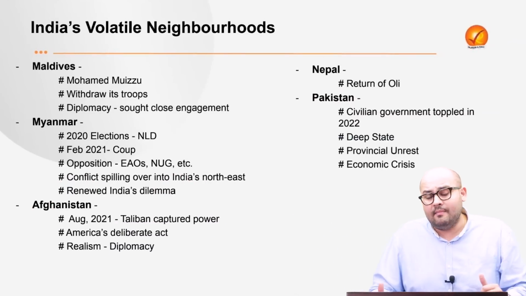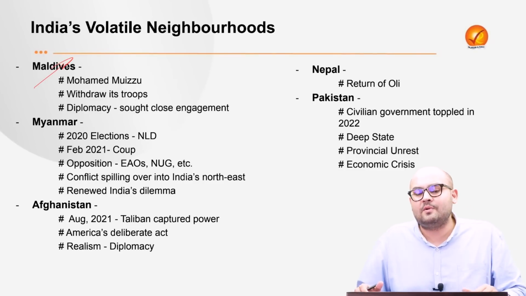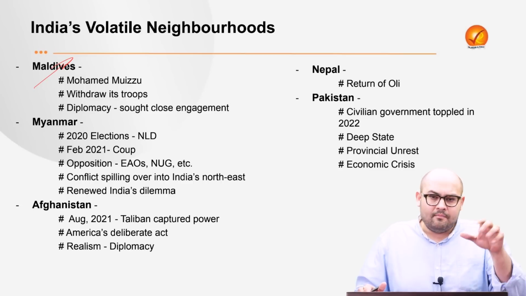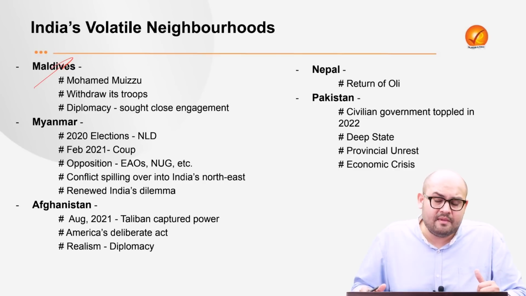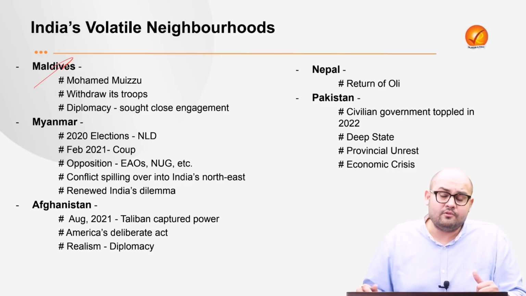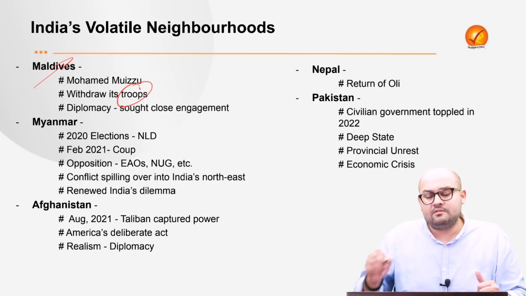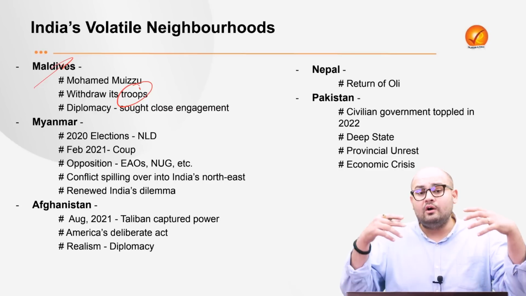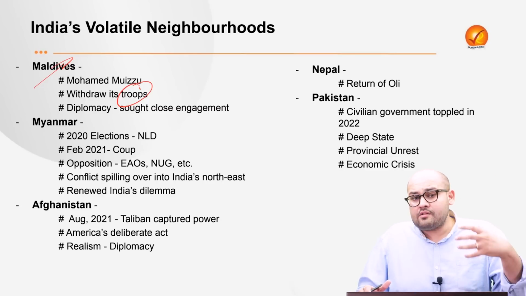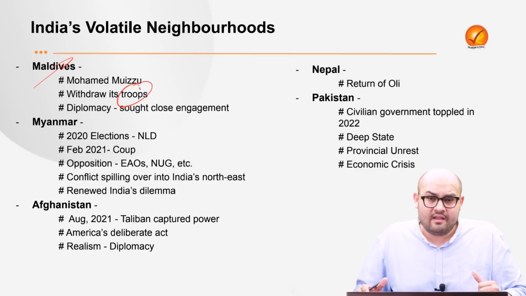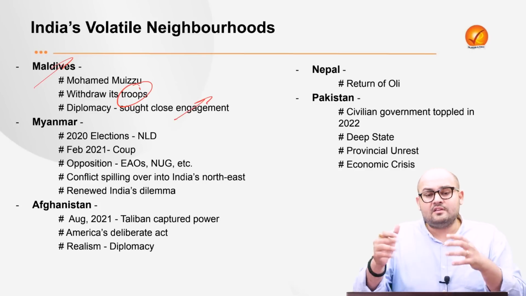Now, if we talk about Maldives, what happened was that India actually misjudged the situation. It was sure that President Muizzu was not going to come to power, but he won because of the support of the people. This finally resulted in the Maldives government saying that India should withdraw its troops from the country, as it is a violation of their sovereignty. But because of the personal interventions made by Dr. S. Jaishankar, there has been a close engagement between the two sides.